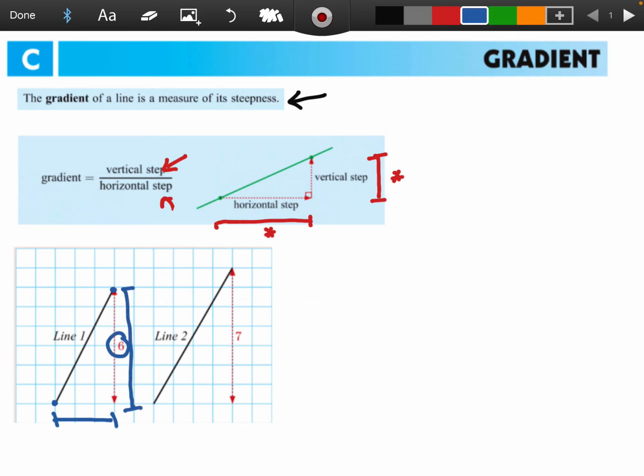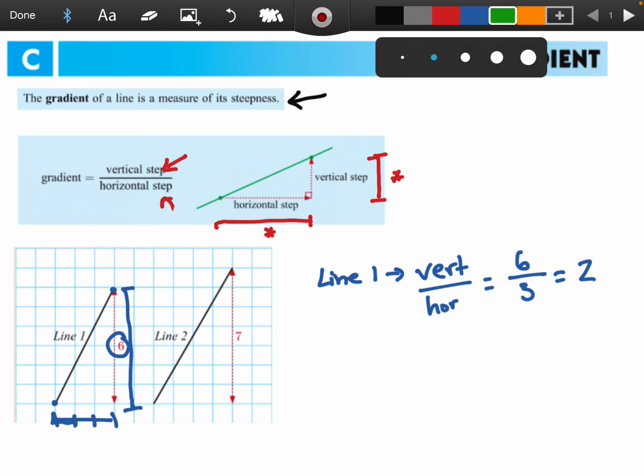The vertical step is already indicated to us, which is 6. So for line 1, vertical over horizontal is going to equal 6 for the vertical, and the horizontal is 1, 2, 3. So 6 over 3, and we reduce that when and if we can. Line 1 has a slope of 2. Great. Now let's go to line 2.